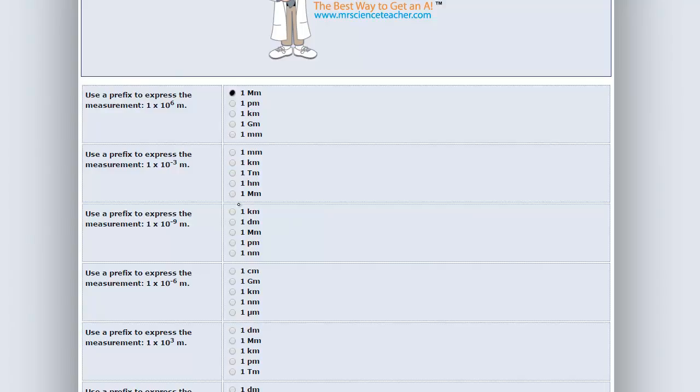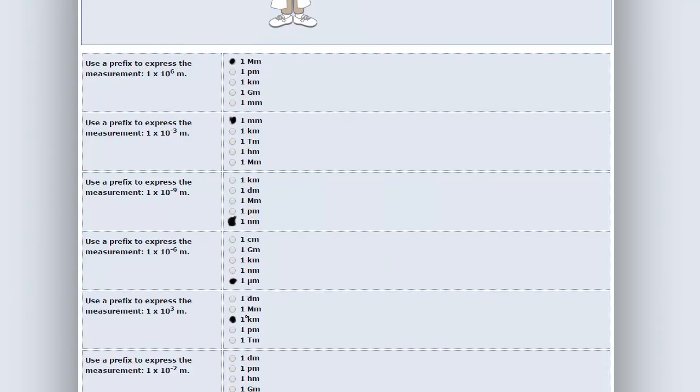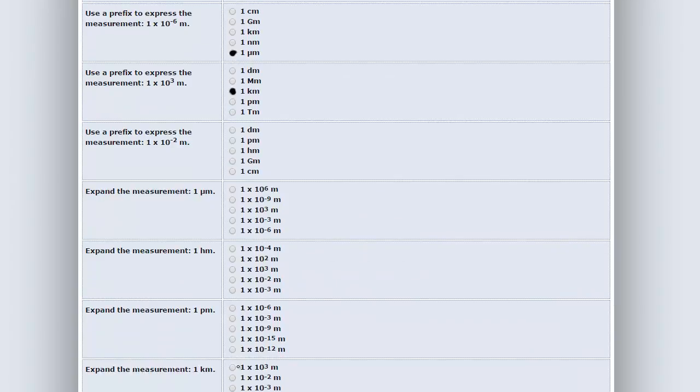1 times 10 to the negative 3, that's millimeter. 1 times 10 to the negative 9, that's nanometer. And 1 times 10 to the negative 6 is micrometer. 1 times 10 to the positive 3, that's kilometer. And 1 times 10 to the negative 2, that's going to give me a centimeter.